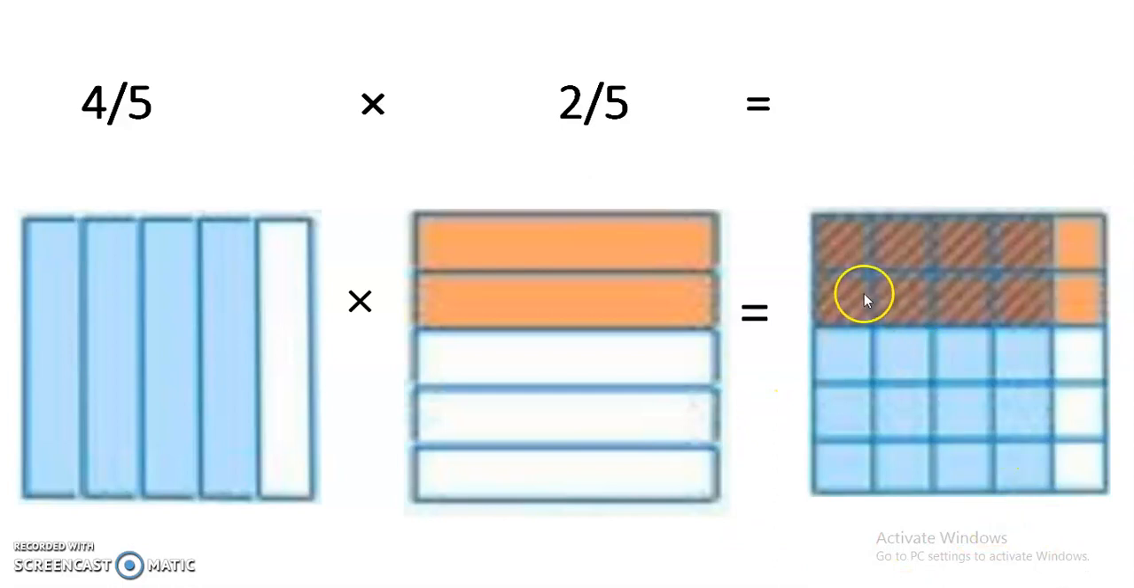Then what else do you see? See the shaded portion which has coincided with each other. This dark colored part, shaded part. So how many parts are coinciding here? 1, 2, 3, 4, 5, 6, 7 and 8. So what is my answer? 8 upon the total number of parts, that is 25. So 8 upon 25 is my answer.